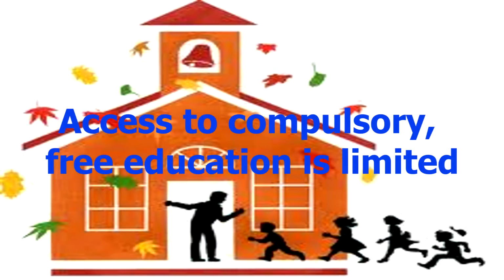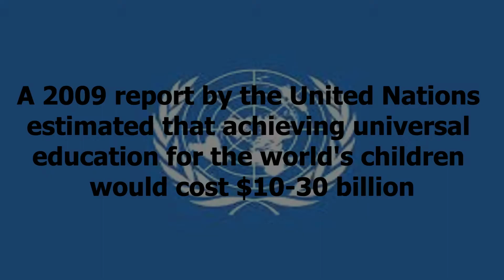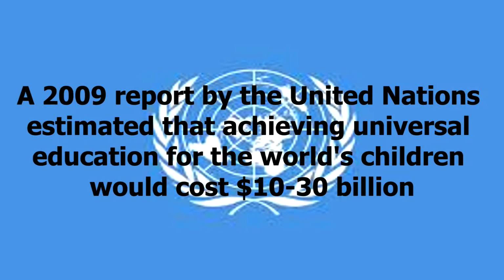Access to compulsory free education is limited. In 2006, approximately 75 million children were not in school, limiting future opportunities for the children in their communities. A 2009 report by the United Nations estimated that achieving universal education for the world's children would cost $10 to $30 billion. Existing laws or codes of conduct are often violated.